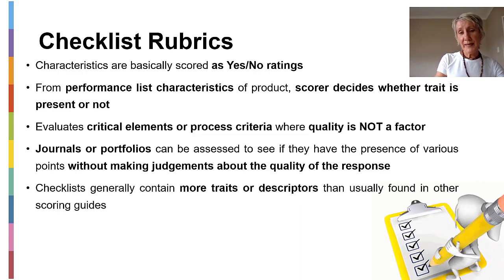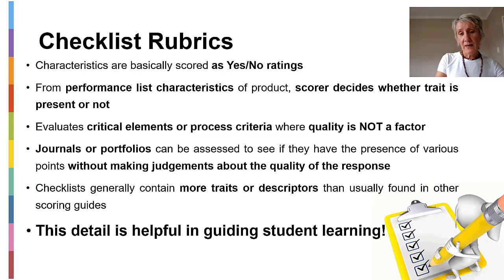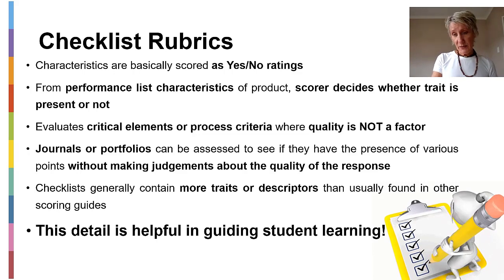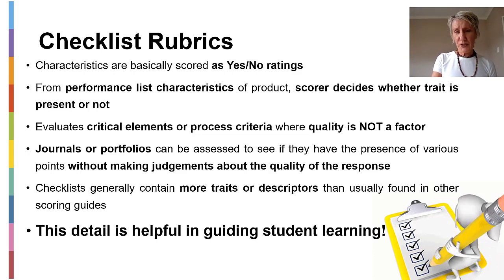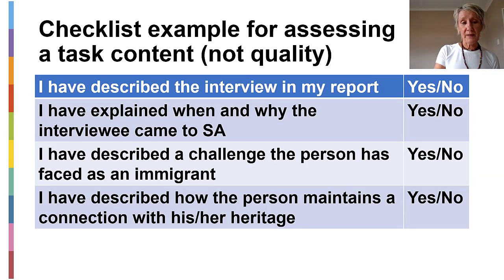Checklists contain more traits and descriptors than is usually found in other scoring guides. There might be 20 checklist points you need to go through, and you might only have 5 in an analytic rubric. Right, this is helpful because you can actually say, well, look, you only got 8 out of 10 because I can only give you yes on those points. So it's very easy for students to see why they got that mark.